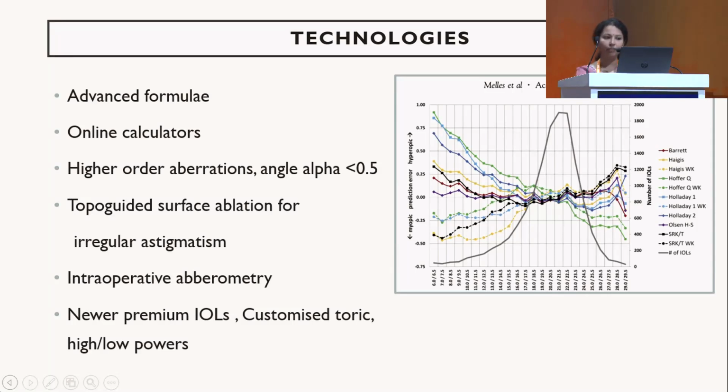And we also have the aberrometers, the pre-op wavefront aberrometers and intraoperative aberrometers, which actually help us to fine-tune and achieve more precision. And even in the IOL armamentarium, we have very good IOLs, and even for higher powers, we have customized power IOLs which are available. So these all actually help us to achieve a very good post-op refractive outcome.